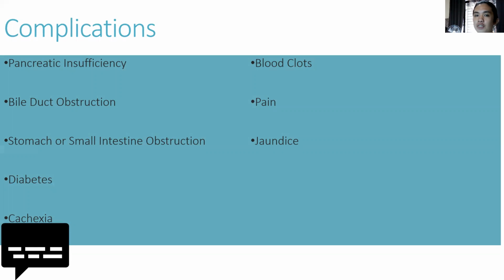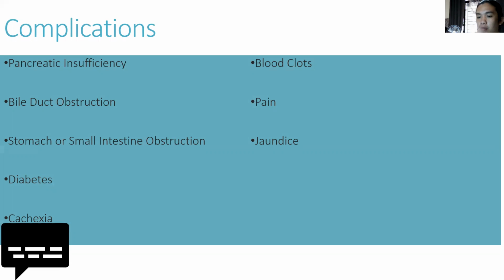Let's move on to complications. Pancreatic insufficiency. When the tumor takes over the cells, the lack of enzymes can result in malabsorption, abdominal cramping, and malnutrition even with a normal diet.